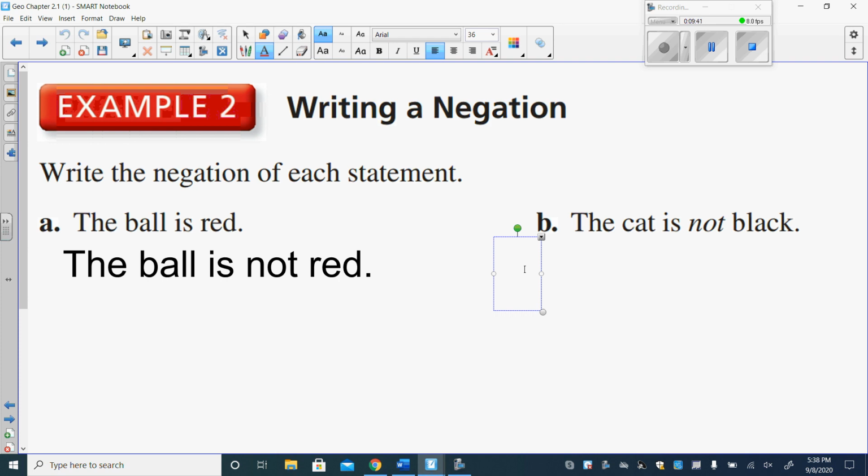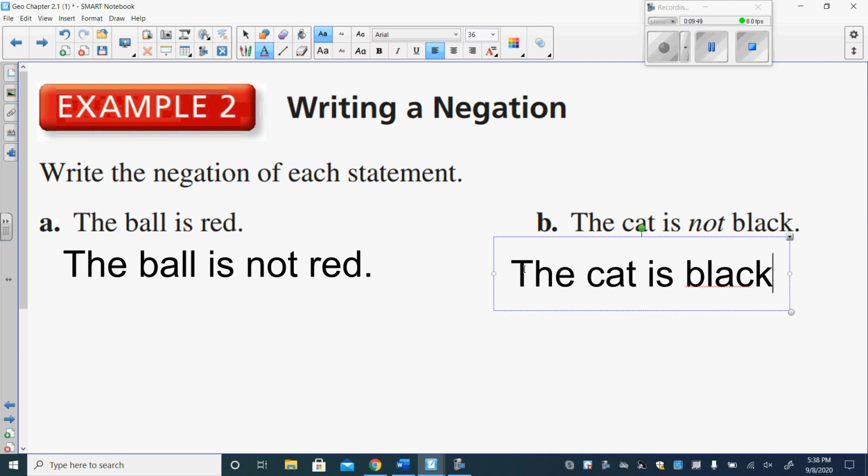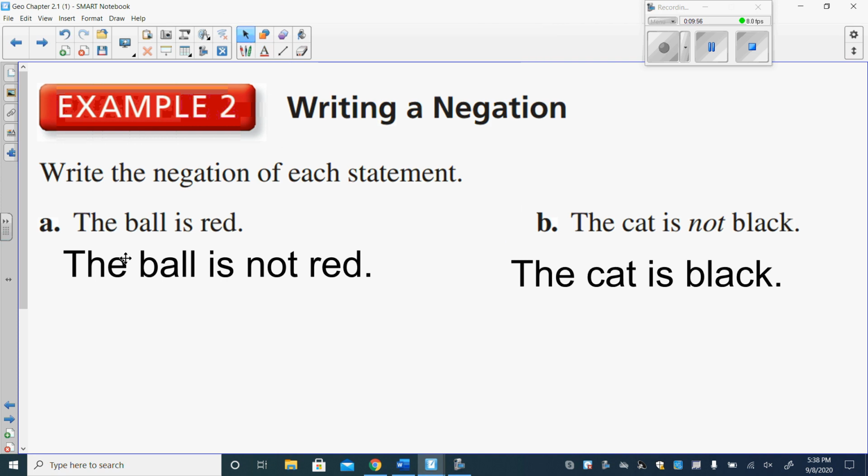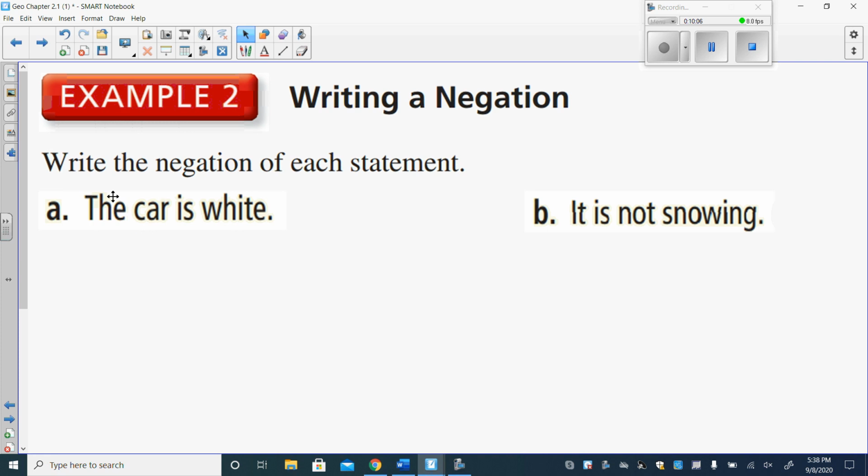So we add not into it. Like the second one, the cat is not black. The negation of that is going to say the cat is black. And that's all we have to do. We have to either add not or remove it. So the first one, the ball is red. Well, the negation of the ball is red is the ball is not red. The cat is not black, well, the negation of that statement is the cat is black. And that's it.